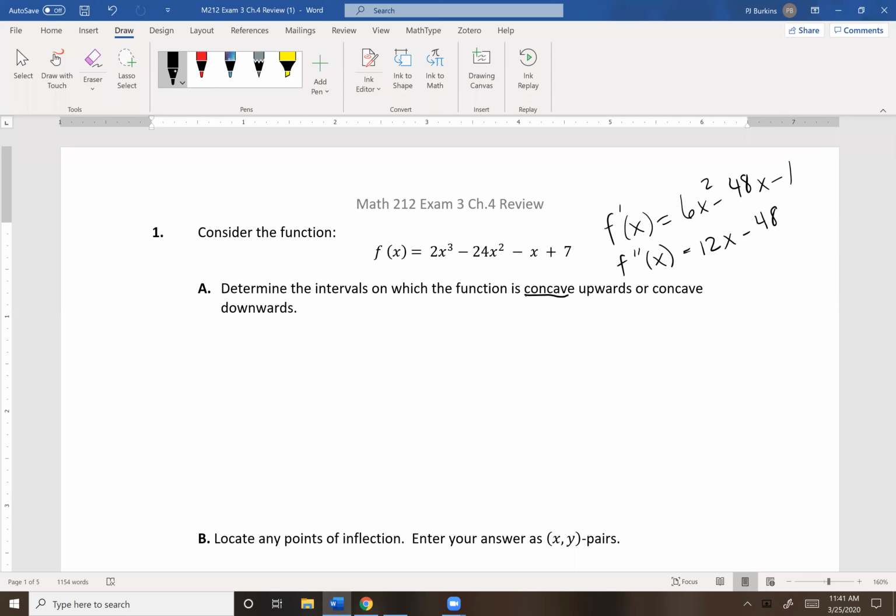All right, so then we need your inflection points. To do that, you set this to 0. So 12x minus 48 equals 0. Factor out a 12, get x equals 4. That's your inflection point. That breaks up your number line. So we've got 4 there. Pick a test point on both sides.